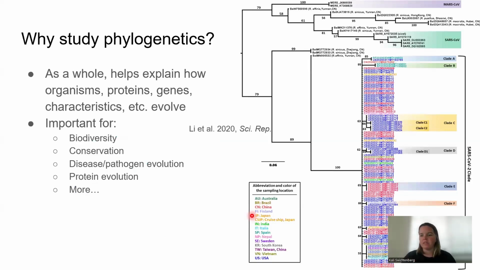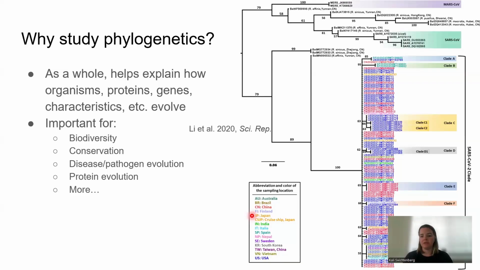So why would we want to study phylogenetics? We want to study phylogenetics because it helps us understand many different biological aspects. How have organisms evolved? How have species evolved? How have proteins and the genes that code those proteins evolved? Where have those proteins come from? So on and so forth. How have physical characteristics evolved? How have physiological characteristics evolved? Things like that. So we have these questions, and phylogenetics helps us answer those questions.